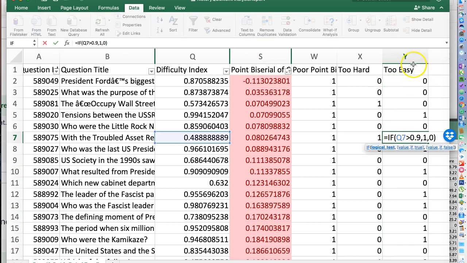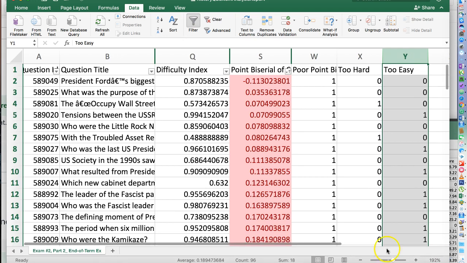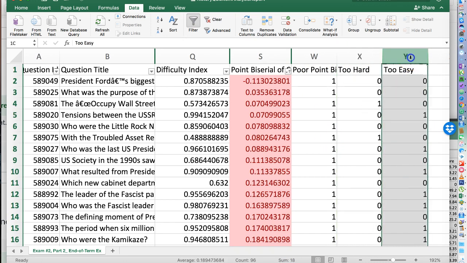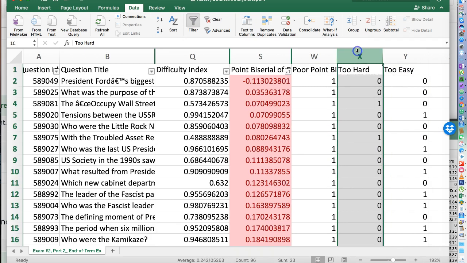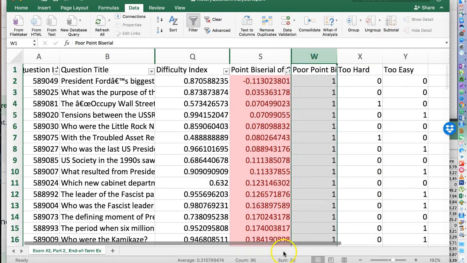So we've got, let me bring this up here so you can see. We've got a sum of 18 questions that we think are probably too easy. They may be too easy, we don't really know. We have 23 questions that are possibly too hard, and 30 that have a poor point biserial.